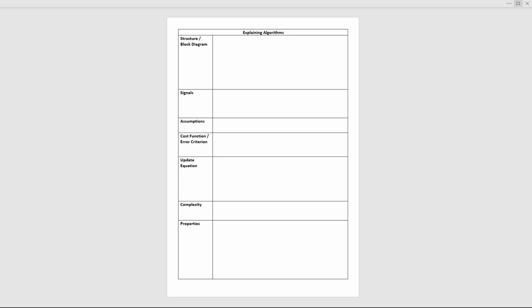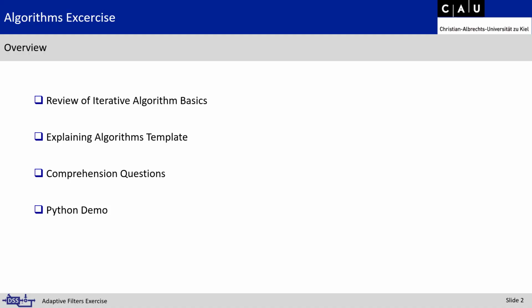So my suggestion is that for every algorithm we treat here, you print out one of these tables. And when you go through this exercise and through the lecture and maybe some other material, you fill out this table. And when you've gone through all the material, you have characterized all the algorithms and you know everything about them. Now we move on to the comprehension questions.